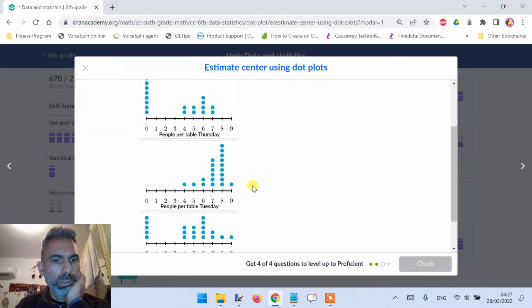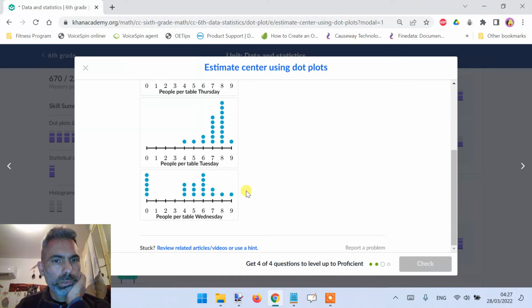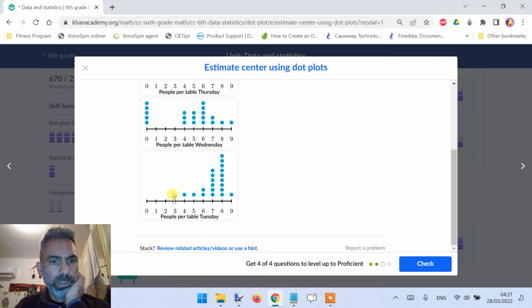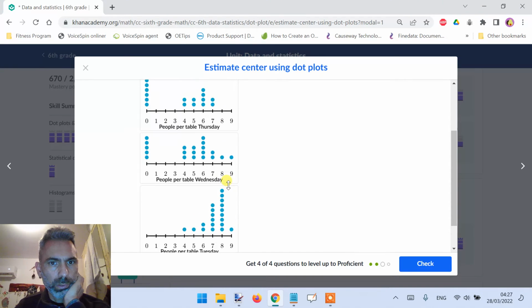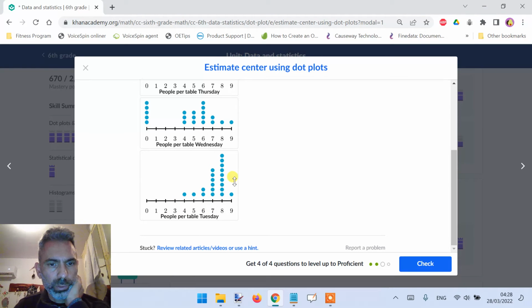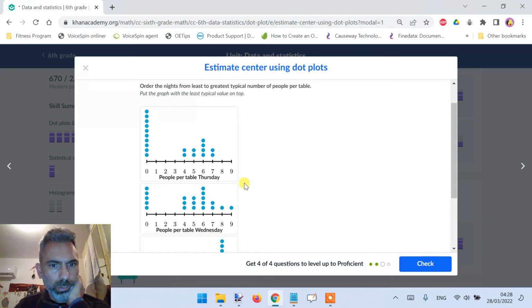Okay, so I think that it's obvious that on Tuesday the restaurant was the busiest, because we see that there are no empty tables here, and most of the tables, people per table on Tuesday, many tables had 7 or 8 patrons, diners, people.